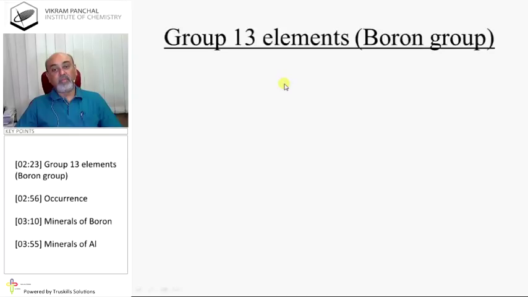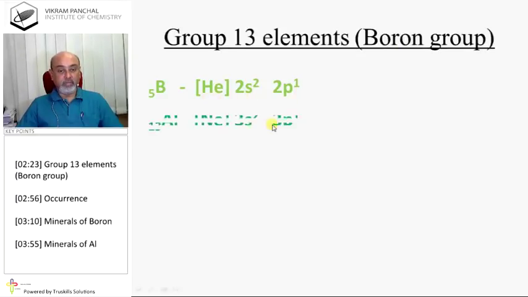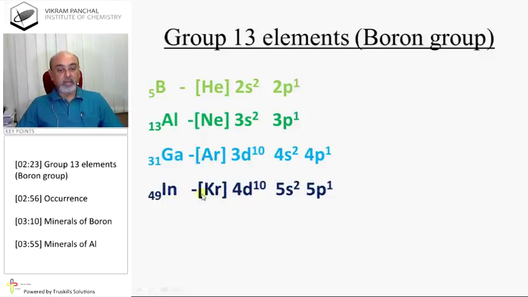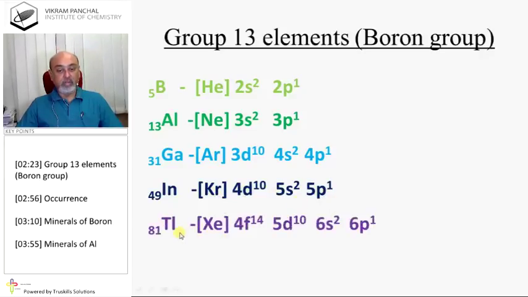Now we'll start group 13. It is also known as the boron group. Boron, electronic configuration helium 2s2 2p1; aluminium, neon 3s2 3p1; gallium 31, argon 3d10 4s2 4p1; indium, krypton 4d10 5s2 5p1; thallium 81, xenon 4f14 5d10 6s2 6p1.